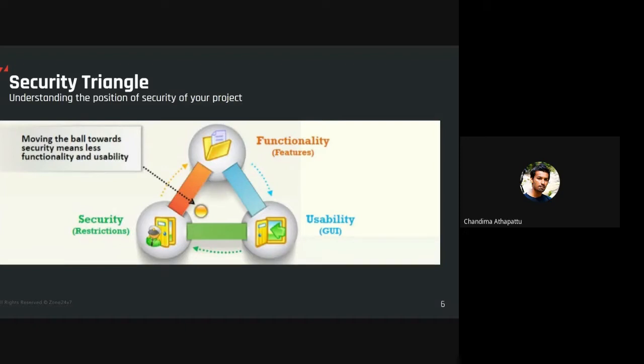So when you move in the ball towards security, it actually means less functionality and usability. For an example, if we say an aviation application, which is more of a functionality-based application, and we have less UI, right? When the functionality is increased, the risk of securing it is increasing, right? So for each project, we can place it within this triangle and see how our security is in each of those projects, right? So understanding the security posture triangle is very important, and it's worth that you remember it.